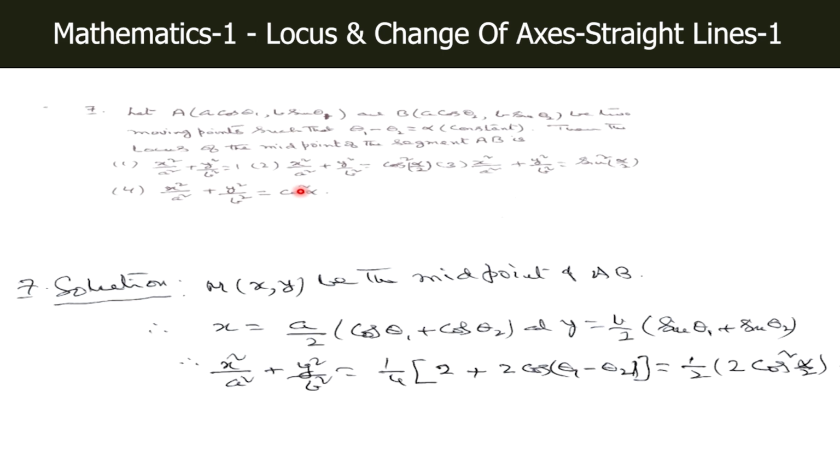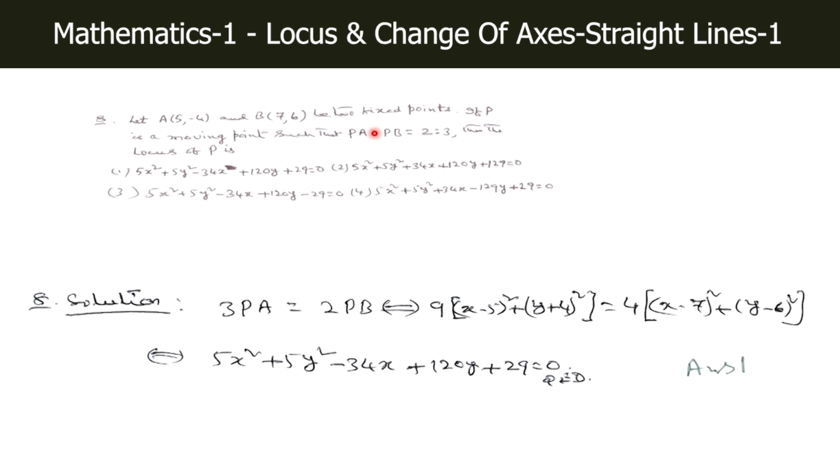Let M(x, y) be the midpoint of AB. So therefore, x is equal to a by 2 into cos theta 1 plus cos theta 2, and y is equal to b by 2 into sin theta 1 plus sin theta 2. Therefore, x square by a square plus y square by b square is equal to 1 by 4 into the square of cos theta 1 plus cos theta 2, whole square, plus sin theta 1 plus sin theta 2, whole square, that is 2 plus 2 cos theta 1 minus theta 2, which is half of 2 cos square alpha by 2, because theta 1 minus theta 2 is equal to alpha. So the answer is 2.